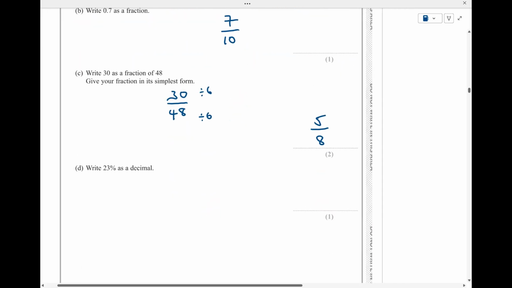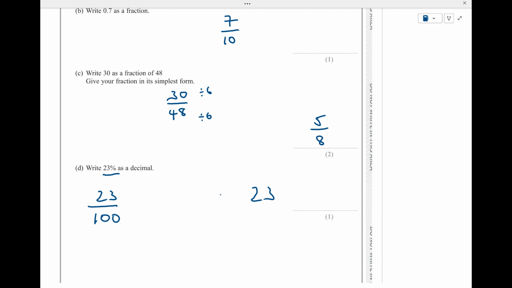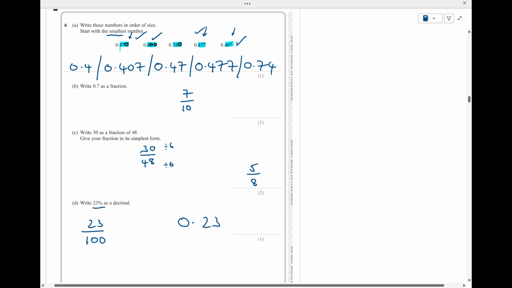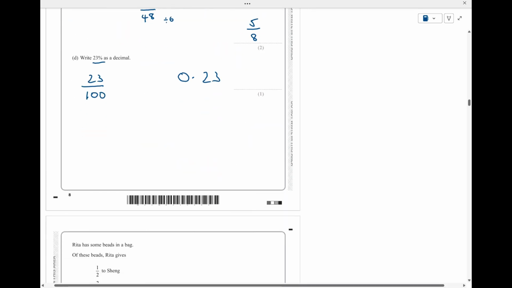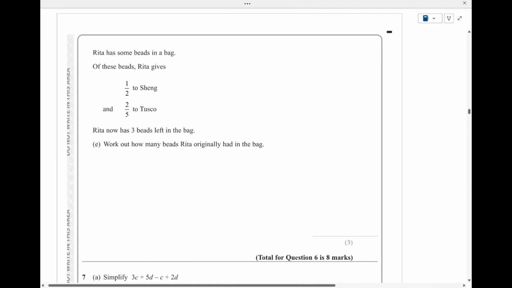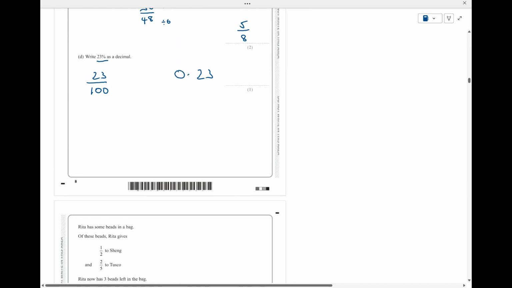Right, 23% as a decimal. Well, that is 23 hundredths. So you can simply write 0.23. And that is question 6. Question 7 coming up. Oh, this isn't question 7 at all. This is question 6 continued.